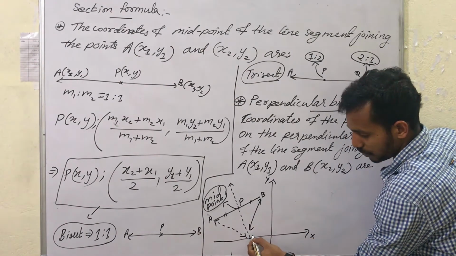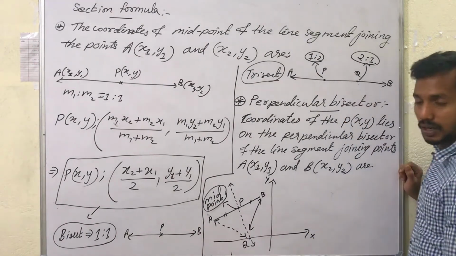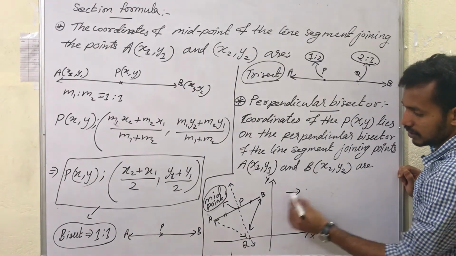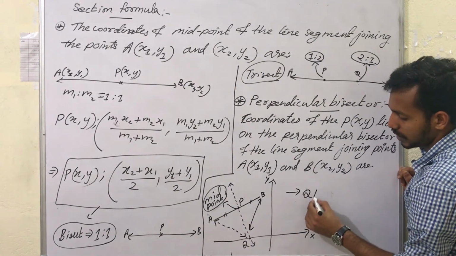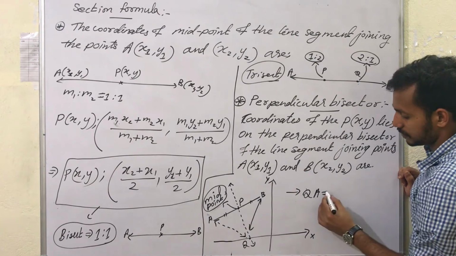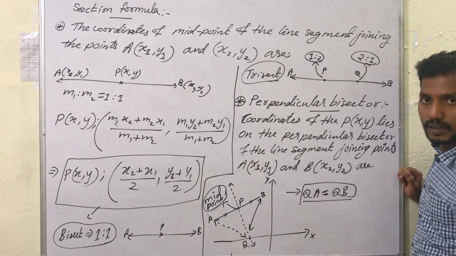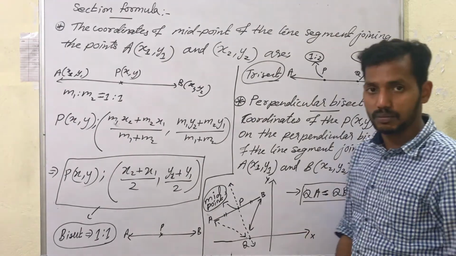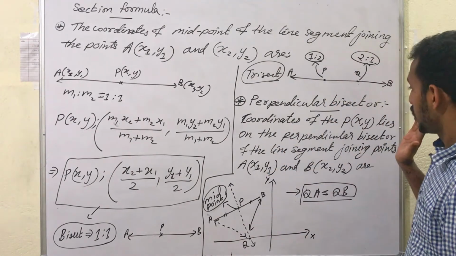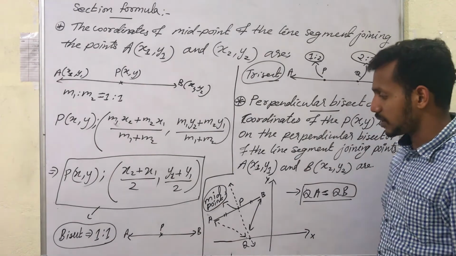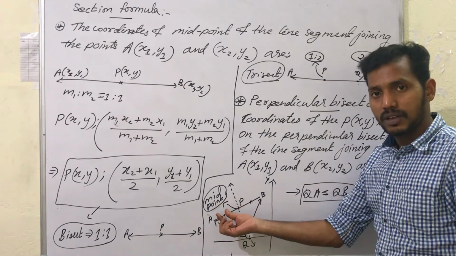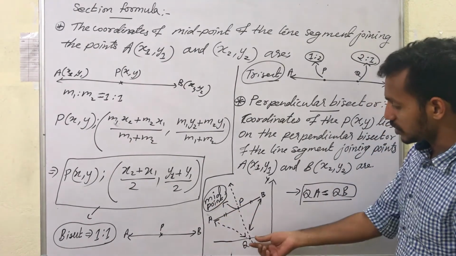That means suppose this is the point Q. Then you have to use the concept that QA should be equal to QB. So these two concepts are very important. If it just mentions that the point lies on the perpendicular bisector, you just find the midpoint. Otherwise, you have to apply this concept.